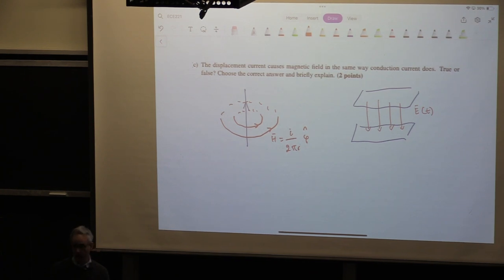You can refer to the example that we had solved a few lectures ago, where I found actually the magnetic field inside the capacitor. When you have a changing electric field, there is an associated magnetic field, and that is actually again circulating, just like with the ordinary wires.